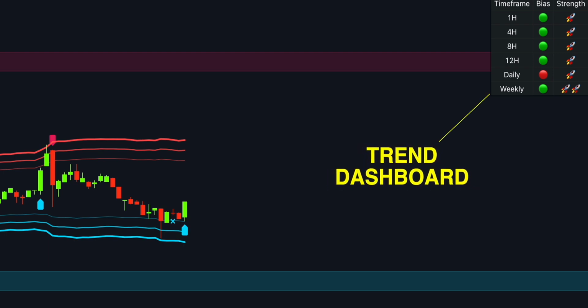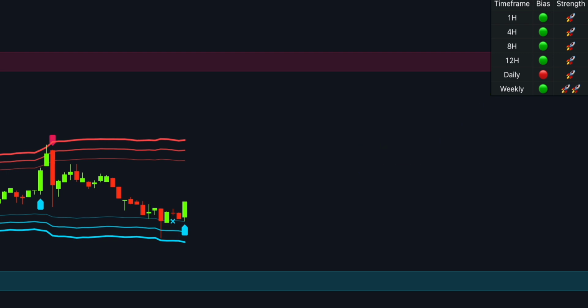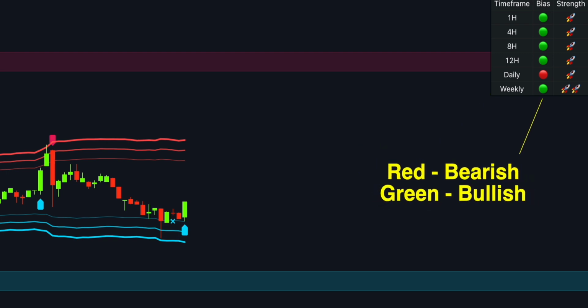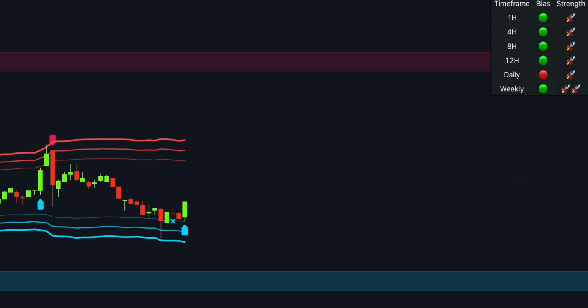This indicator has a trend dashboard that gives you a view of the current trend as well as its strength on multiple time frames. This feature puts you ahead of 90% of traders who don't use multi-time frame price analysis. You see, in order to have an edge in trading, you need to make sure every single trade you take has a high probability of being successful. Multi-time frame analysis shows you the bigger picture about price action you can't afford to miss.